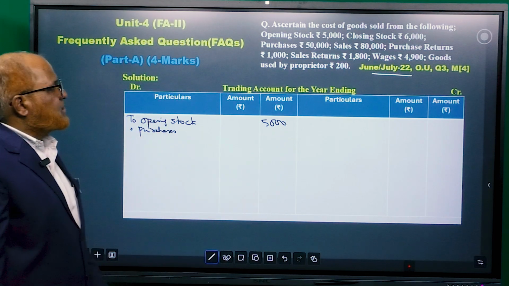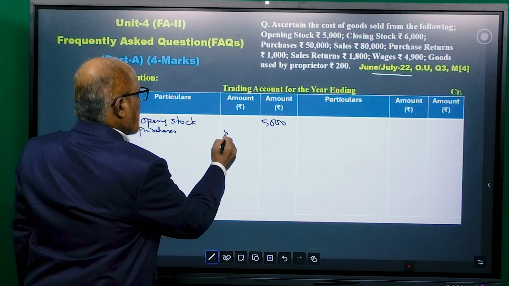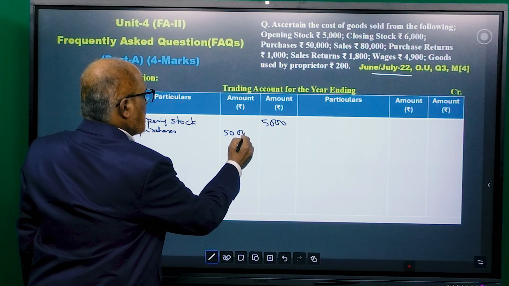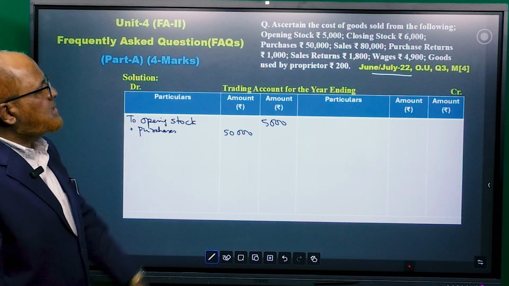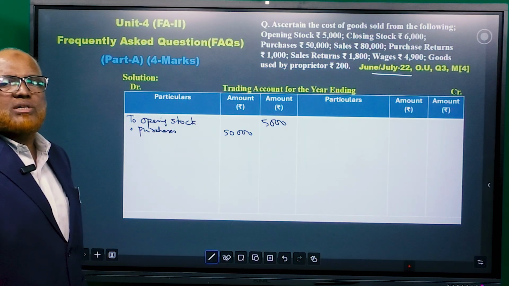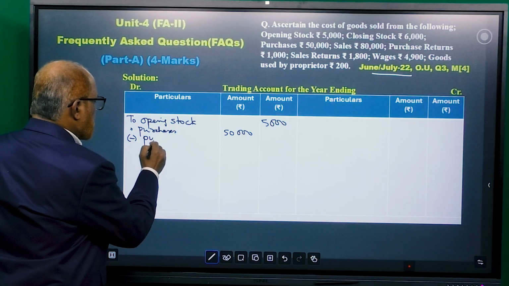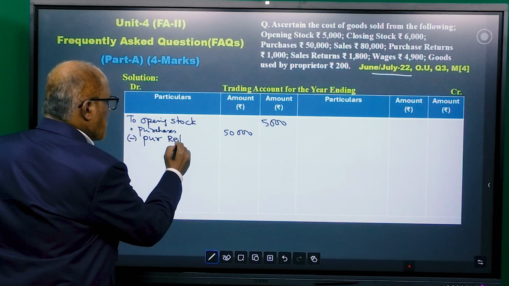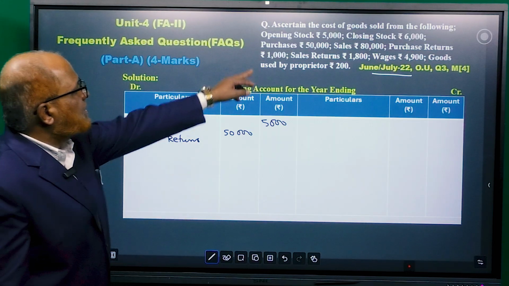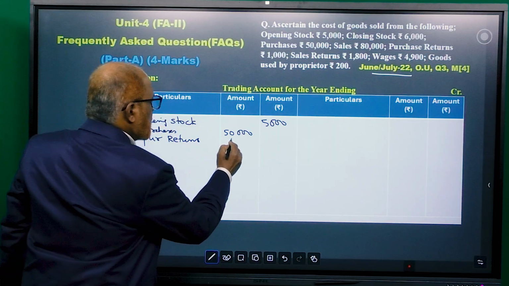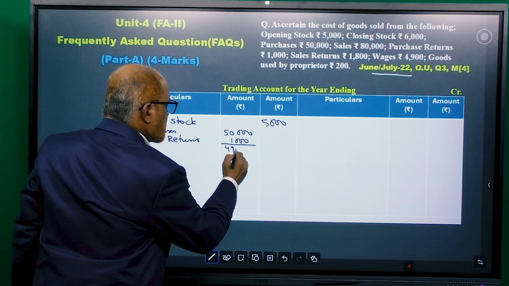Right? The purchases. The purchases are given in the problem as 50,000. So because some adjustments are given, here I am taking purchases in the inner column. So from purchases, we subtract purchase returns. This should be deducted always to find out the net purchases. So how much of the purchase return? It is given as 1,000. To subtract, it will be 49,000.